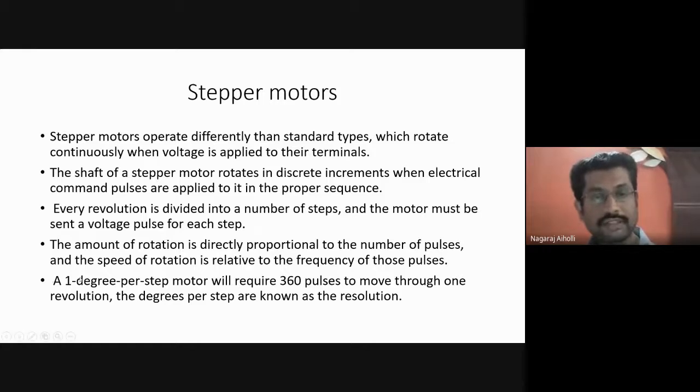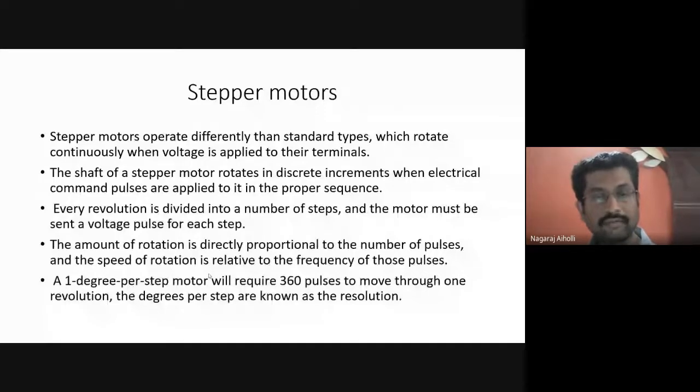The amount of rotation is directly proportional to the number of pulses. How much does it rotate? The amount of rotation depends on the number of pulses. The more input pulses, the more it rotates. And the higher the frequency of the input pulses, the higher the speed of rotation of the stepper motor.